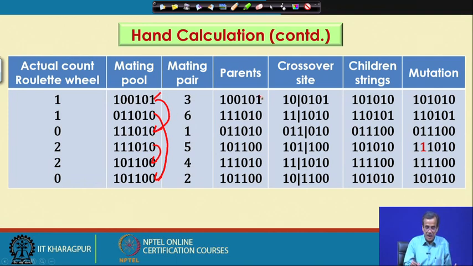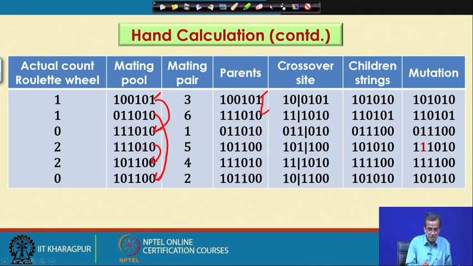So, let me copy 1 here, that is 100101. Now, I will have to copy 3, 111010. So, these two will be the first mating pair.